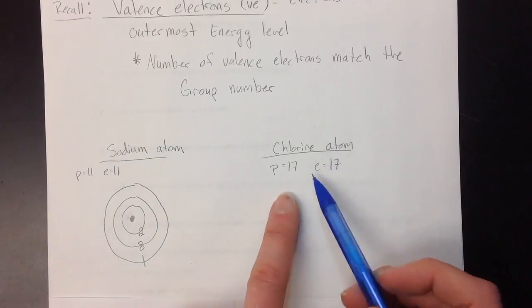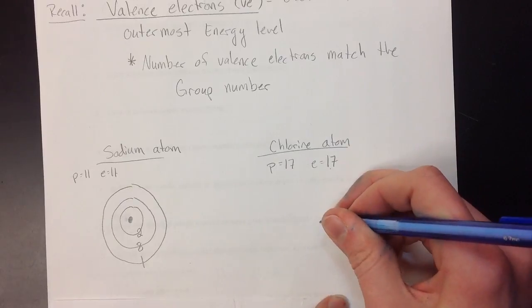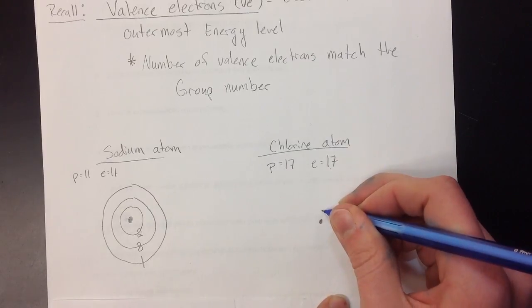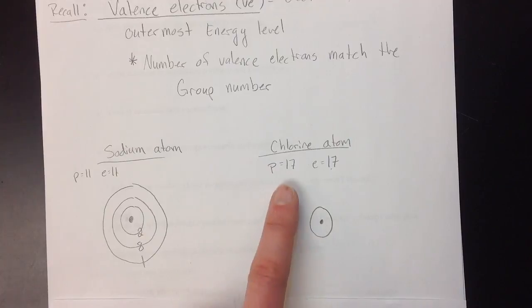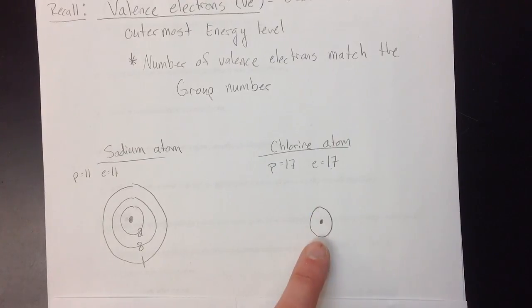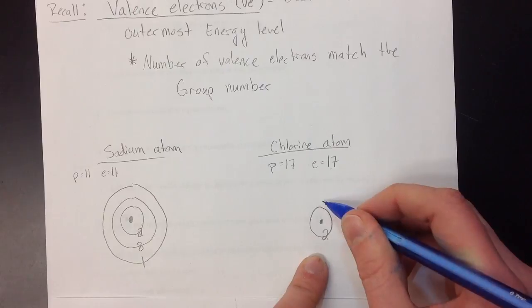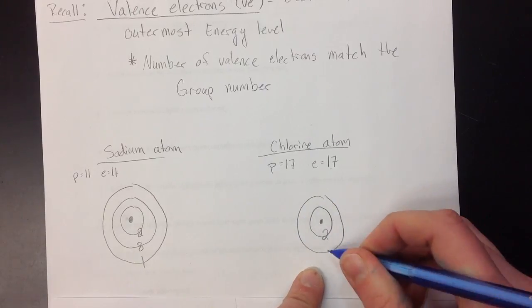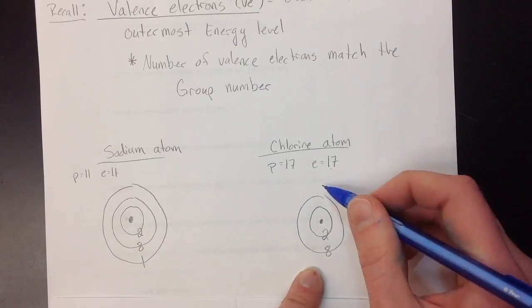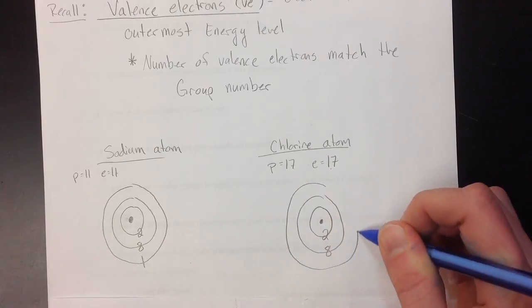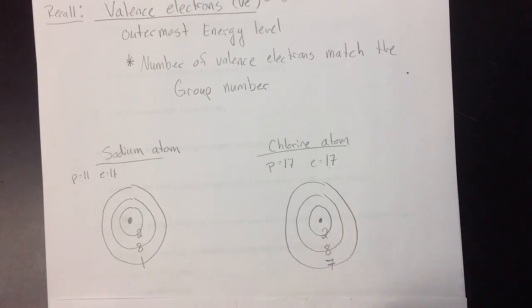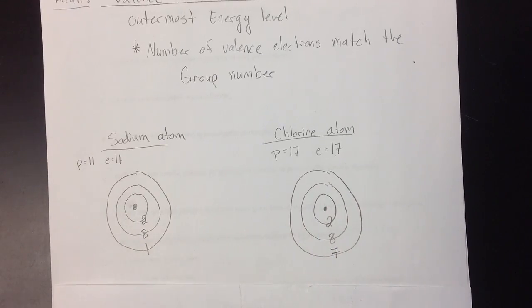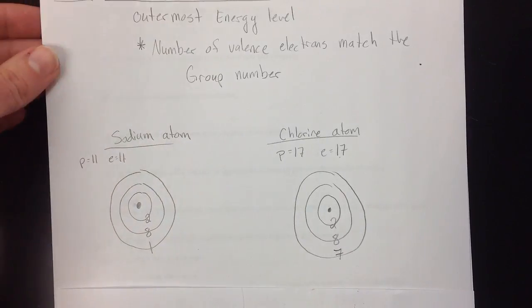For chlorine, 17 protons, 17 electrons. Again, I'm getting that from the atomic number on the periodic table. And these are atoms, so we know that there's going to be the same number of protons as electrons. So 17 electrons that I'm trying to place. Again, that first energy level can only hold 2. The second energy level can only hold 8. Right now I've got 10 electrons, so I need a third energy level to hold my other 7 electrons. So those are the Bohr models for sodium and chlorine.